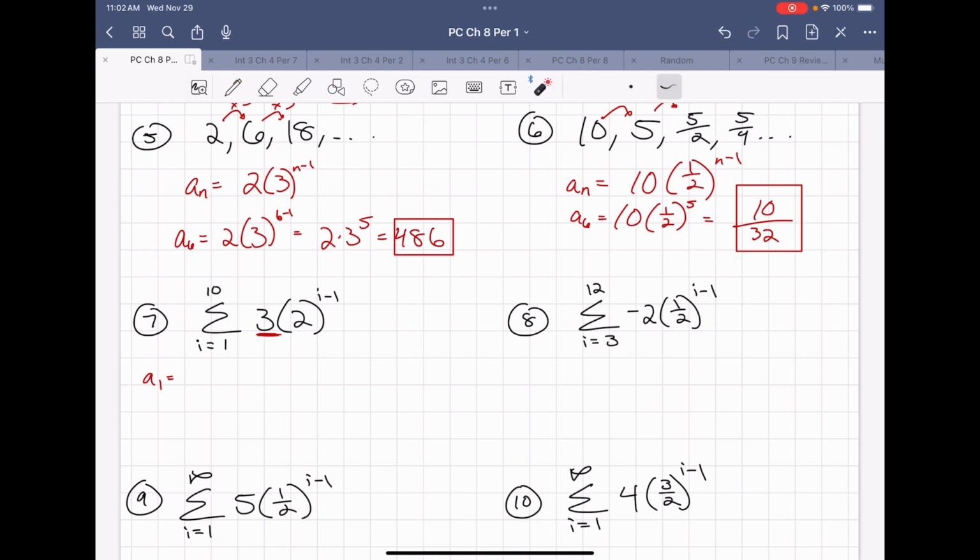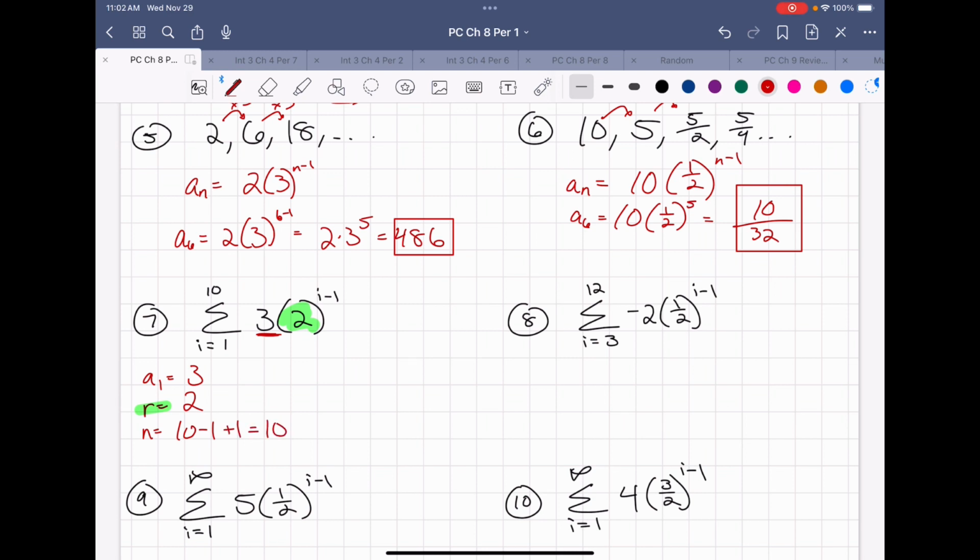Because this problem starts at 1, and if I plug in 1 and I minus 1, I get 0, which is going to make this 1, which is going to give me 3. The first term is 3. That's not going to be the case for number 8. We need to know r. R is literally just given inside the equation. And we need to know n. The same rule applies for n. Top minus bottom plus 1.